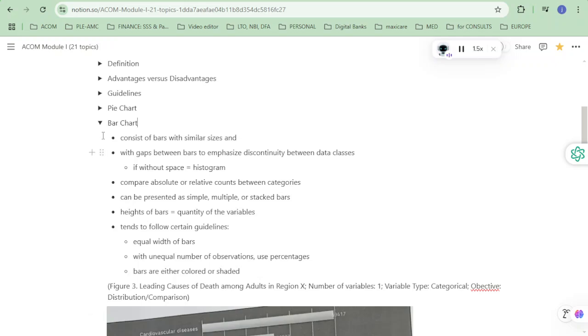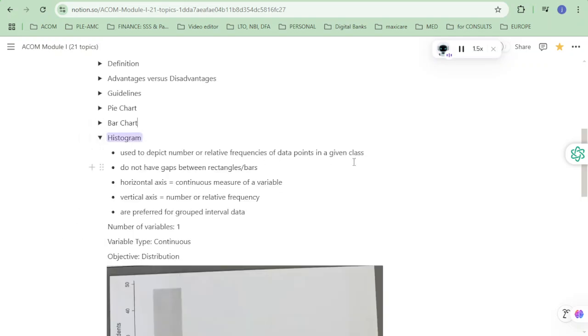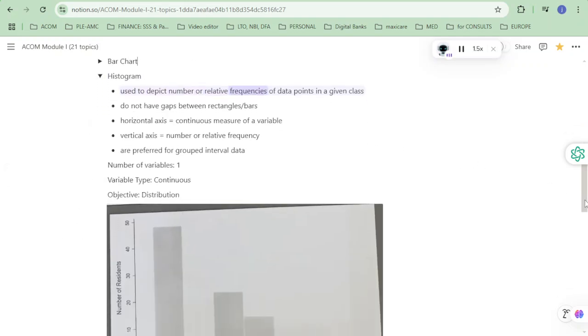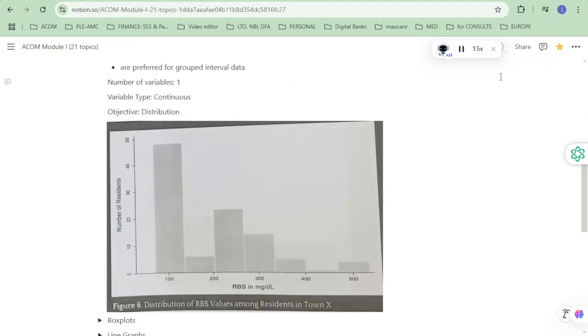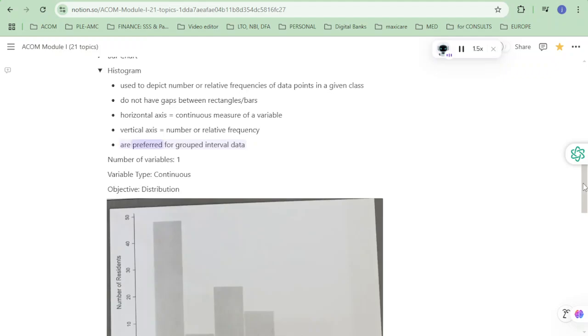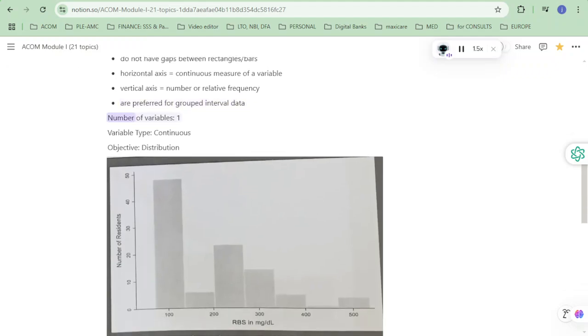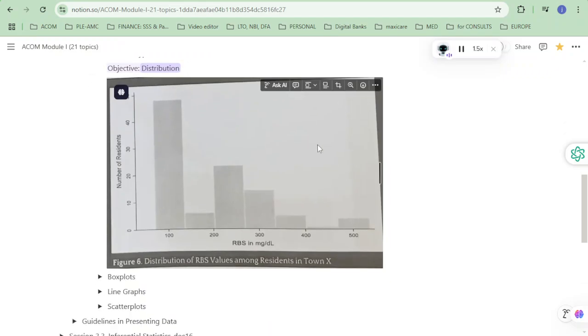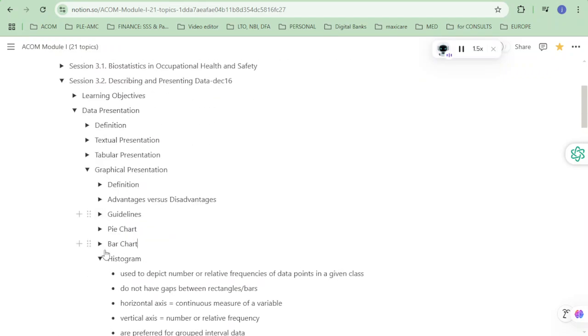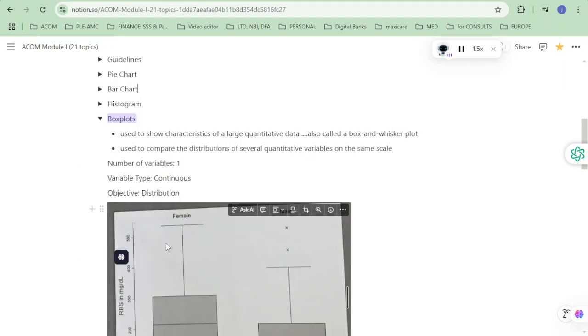Histogram. Used to depict number or relative frequencies of data points in a given class. Does not have gaps between rectangles or bars. Horizontal axis is a continuous measure of a variable. Vertical axis is number or relative frequency. Preferred for grouped interval data. Number of variables: 1. Variable type: continuous. Objective: distribution.